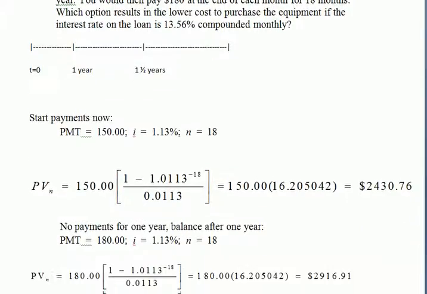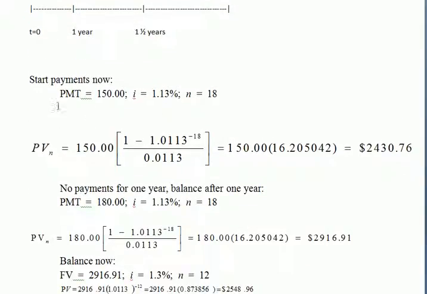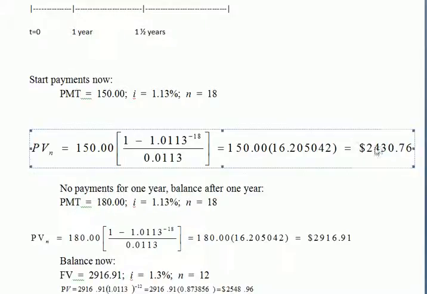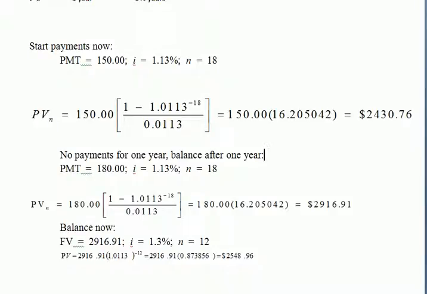So here we go. First of all, we'll start with the easy one. You pay $150 a month and the i is 0.0113. N is 18 because it's monthly payments for a year and a half. Use the present value formula for all your payments. PV is 150, which is the payments. The present value formula works out at 2430.76. So at t equals 0, the value of all those payments that you make is going to be 2430.76.